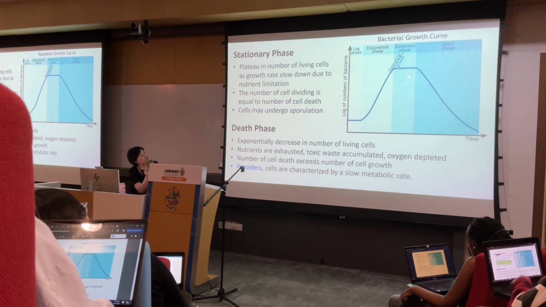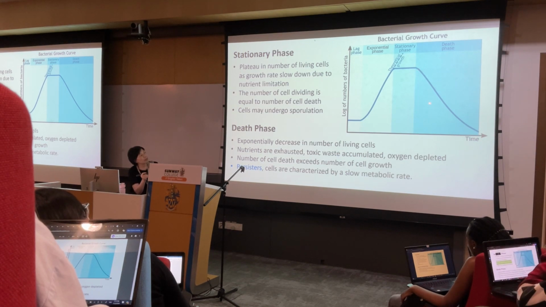And then you go, of course, to the dead phase where they start dying. So the number dramatically reduces. And all the nutrients are exhausted, you have a lot of toxic waste, and no more oxygen. So the number of cells dying exceeds the number of growth. So it's actually dropping here. It's the same as the growth, but dropping here.